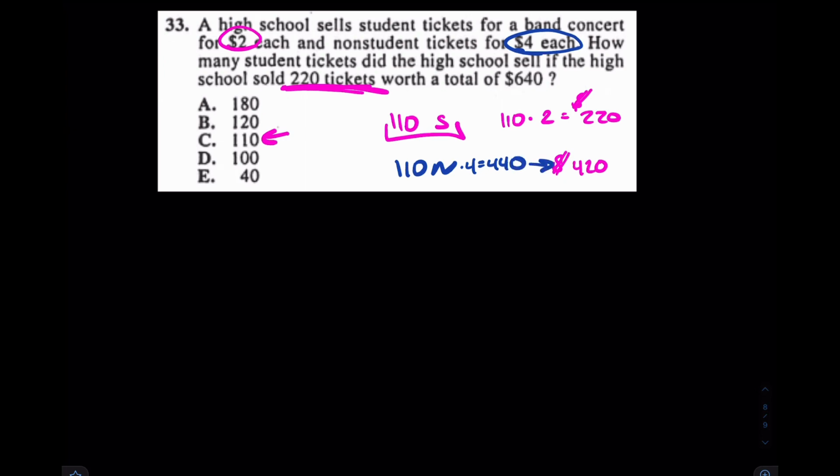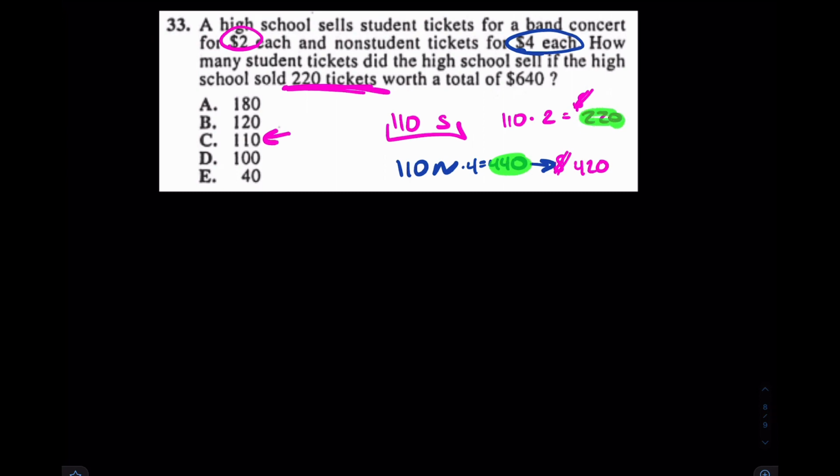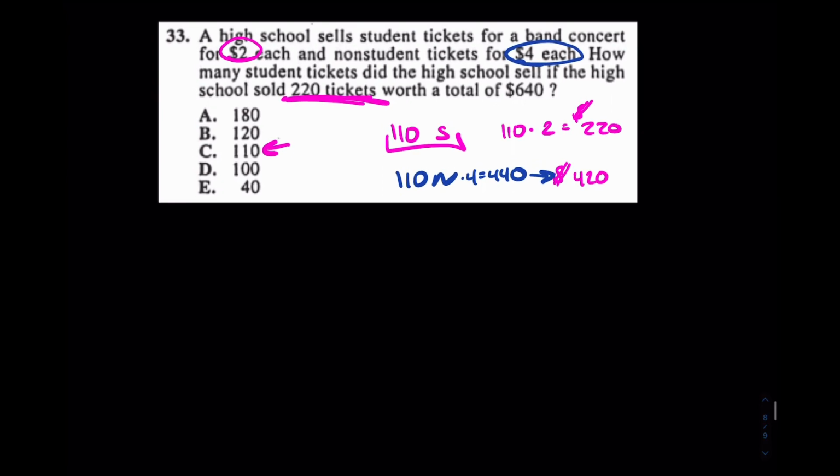Does that match up? Really, 440 plus 220 is 660. It doesn't match up to the 640 that we had. I don't think it's 110. Notice also this was 660. If that's too much money, then should they have sold more or less student tickets, the cheap ones?